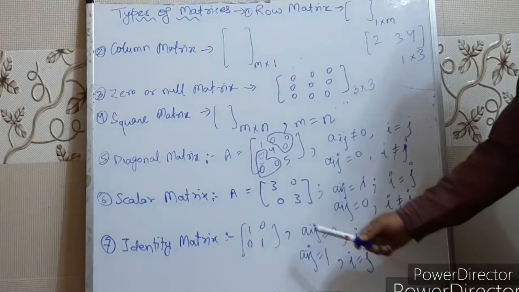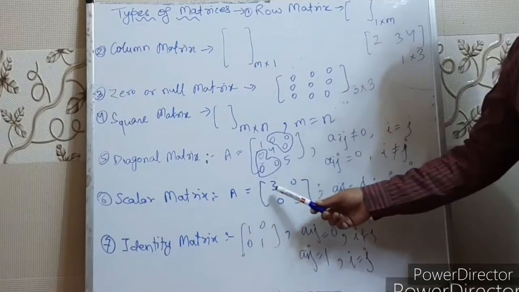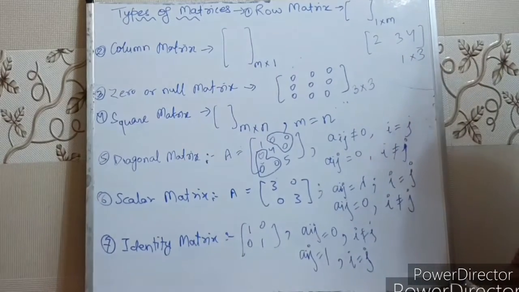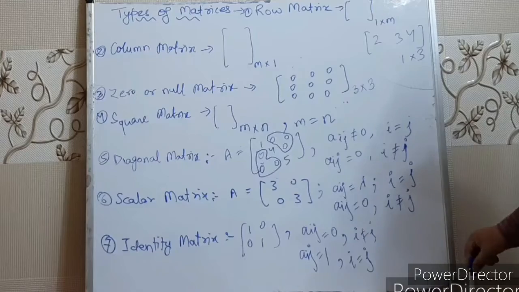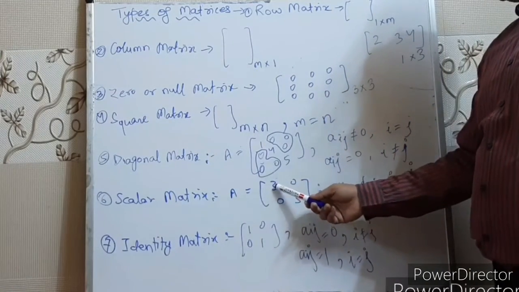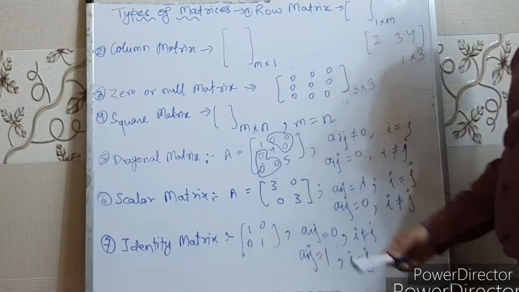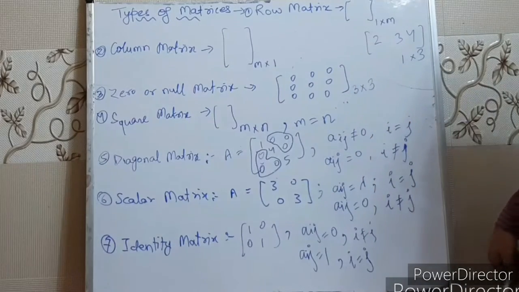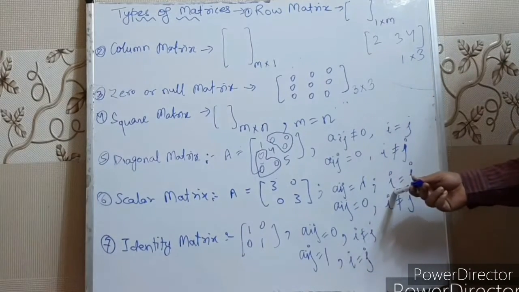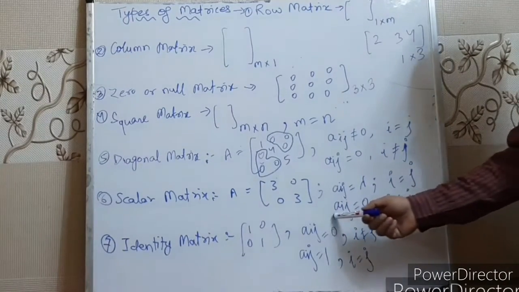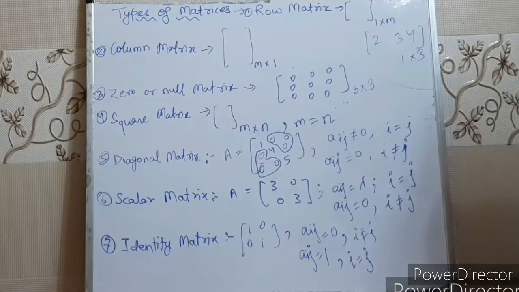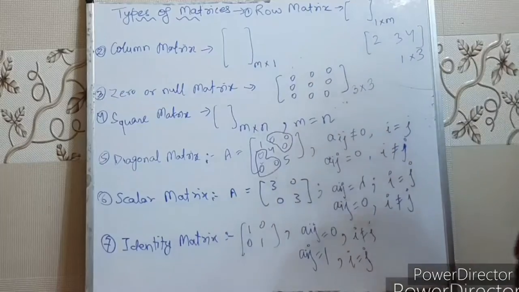A matrix will be called a scalar matrix if the diagonal elements are the same, multiplied by the same constant. Say here we have taken matrix A with diagonal elements 3 and all the rest of the elements 0. We can explain it as Aij equals lambda when i equals j, and Aij equals 0 when i is not equal to j. So this matrix will be called a scalar matrix.